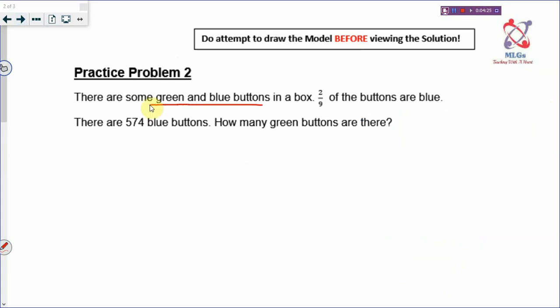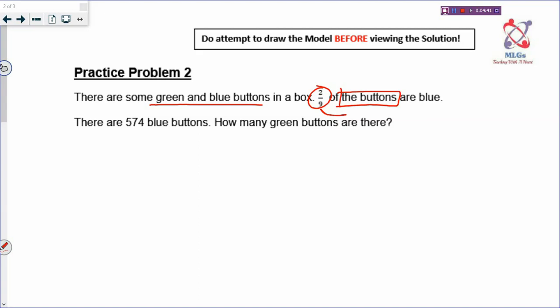2/9 of the buttons are blue. Now, this fraction refers to what, or what is it generally talking about? It's talking about the buttons, right? It's generally talking about the buttons. So this whole fraction is referring to the buttons. Then how do you break it up?